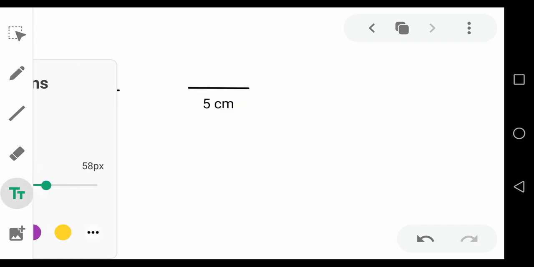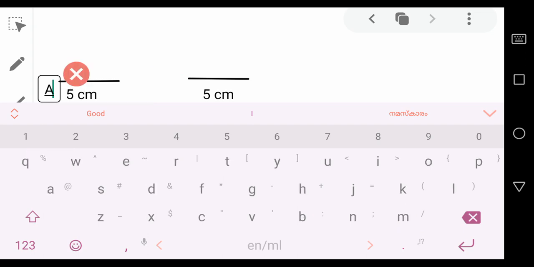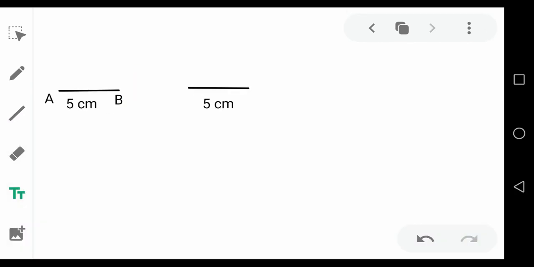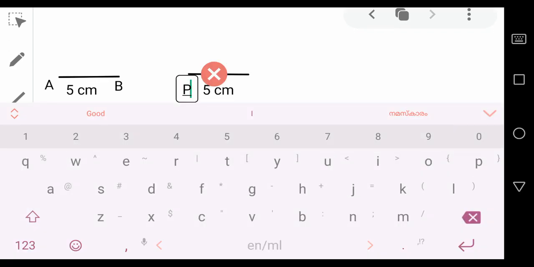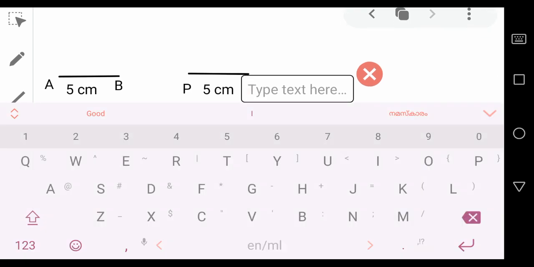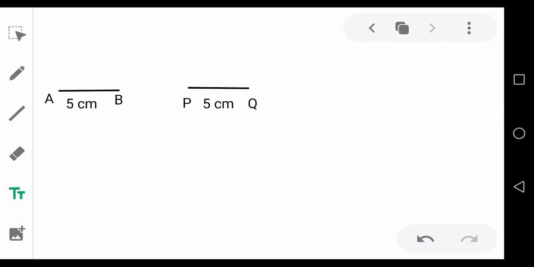Now we have to name these triangles. I am giving the name here as A and here I am naming it as B. So this is the side AB. This triangle I am starting with the side PQ, P, and here Q. So AB and PQ, two sides I have drawn.